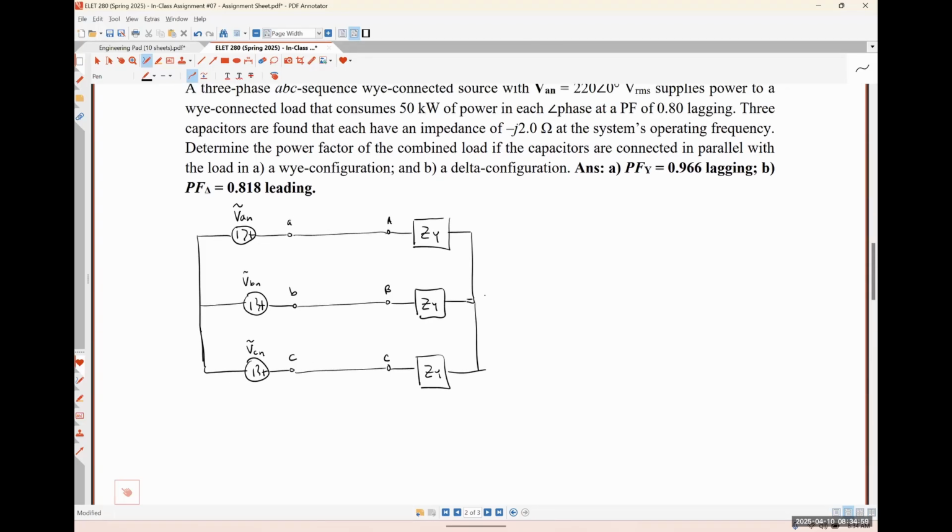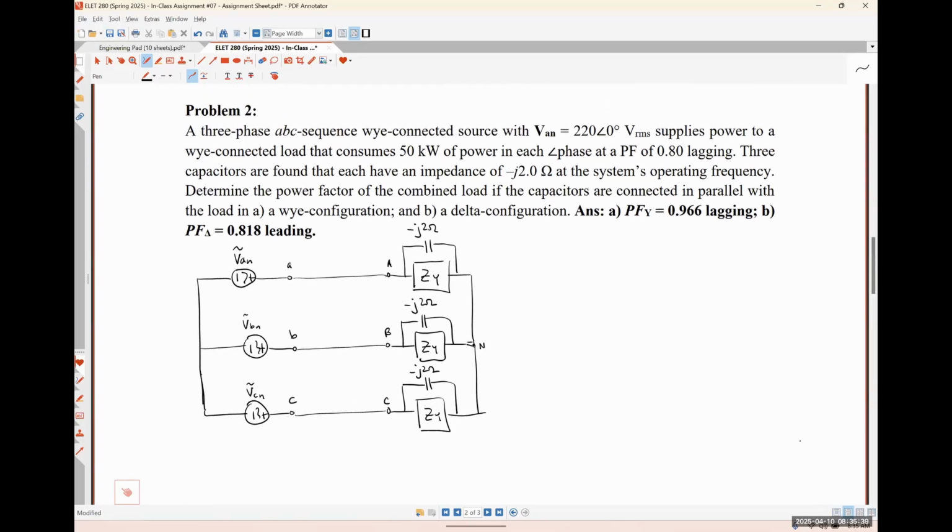And then in part A, we are told that we have a Y connected capacitor bank. So essentially that means that in parallel with each of those ZYs, we would have a minus J2 ohm capacitance, like so. Okay. And our goal here is to figure out in part A at what power factor our system is operating.